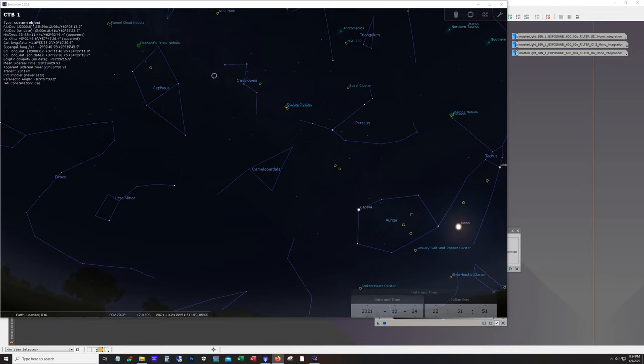And tonight I've got something pretty special to share. On the screen you can see Stellarium, set to October 24th, just a little before 11 p.m. The moon's rising, and at this point I was trying to determine what my next target would be.